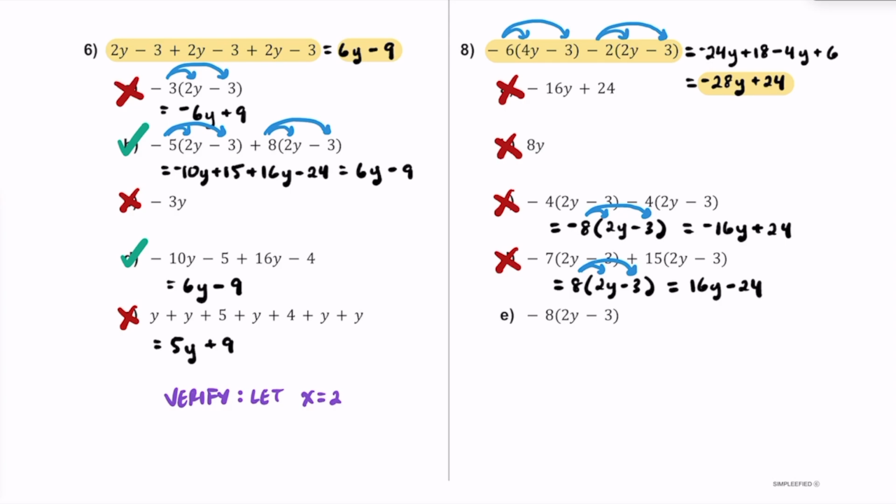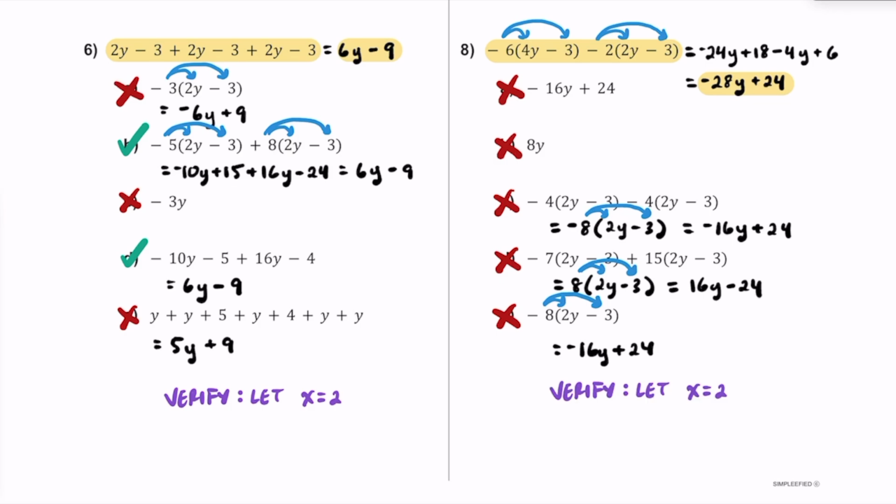Finally, for this last one, if we go ahead and distribute right away, negative 8 times 2y, that's going to be negative 16y, which we know is already wrong. And then plus 24, which is fine for the constant. So because these coefficients are not equivalent, we know that E also does not work here. So this one's a little bit strange, but it turns out that none of them are going to work.